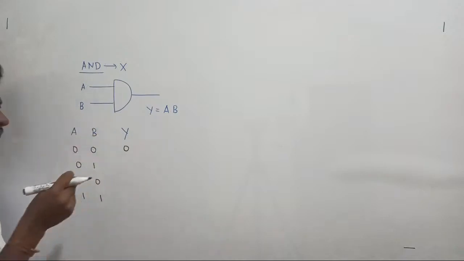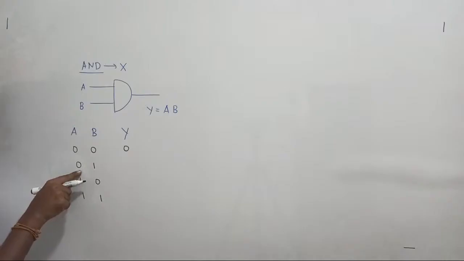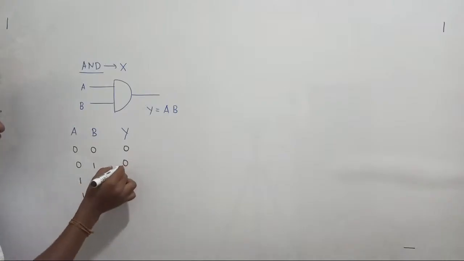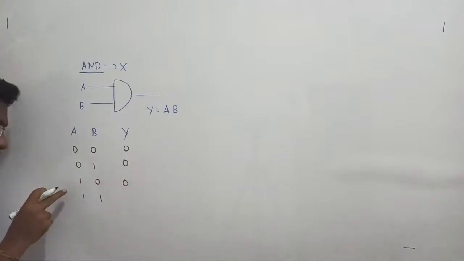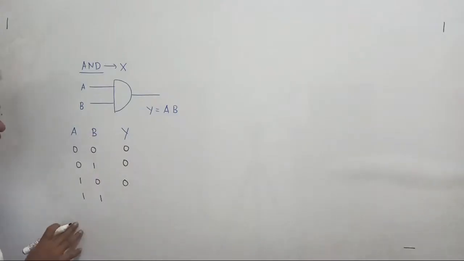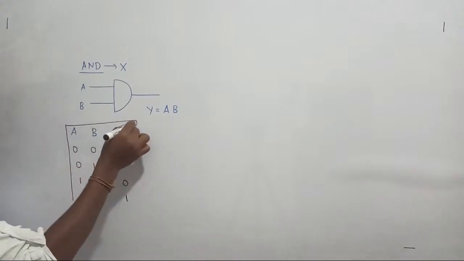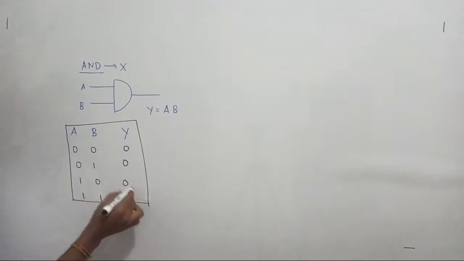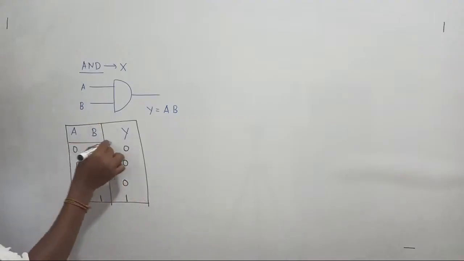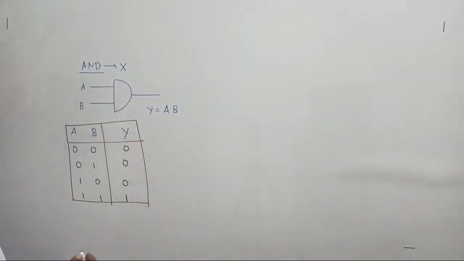We know for AND operation, at least one input has to be disabled in order for the output to be disabled. For the output to be enabled, all the inputs you set on the input side must be enabled. Then only in case of AND gate your output will become enabled. Clear? Yes. So this is the truth table of your AND gate. I think things are clear, right?